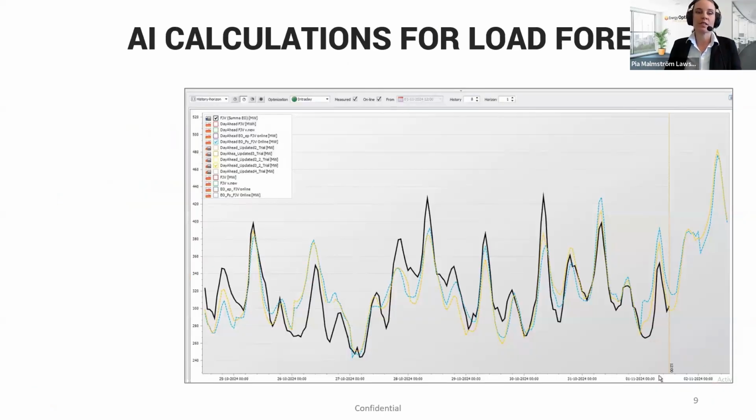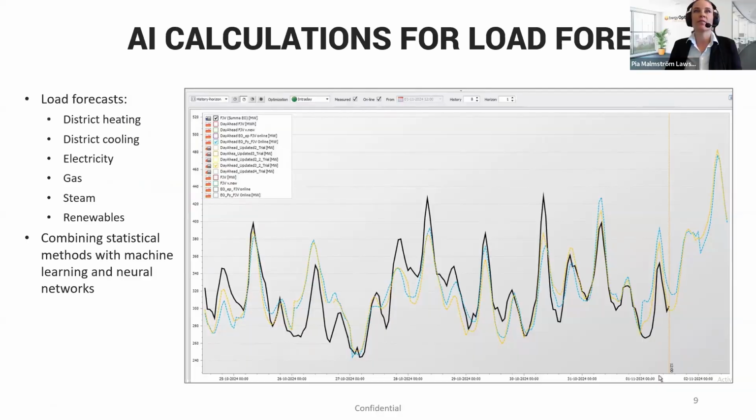And on the production side, we're using AI for the load forecasts. So we're using machine learning and neural networks, and combining them with statistical methods also. And this gives very accurate load forecasts, which are important to have accurate production plans also.